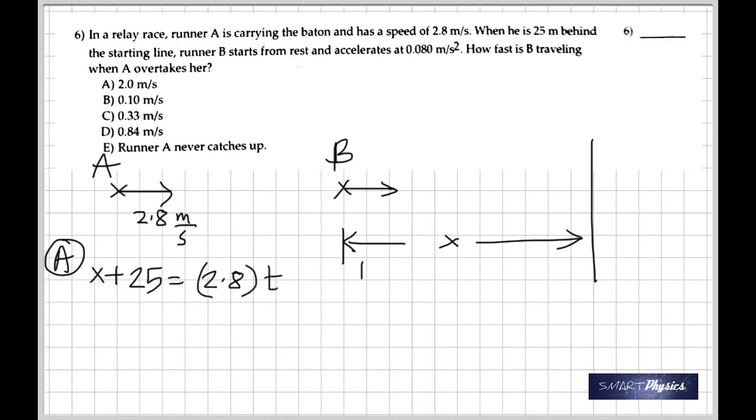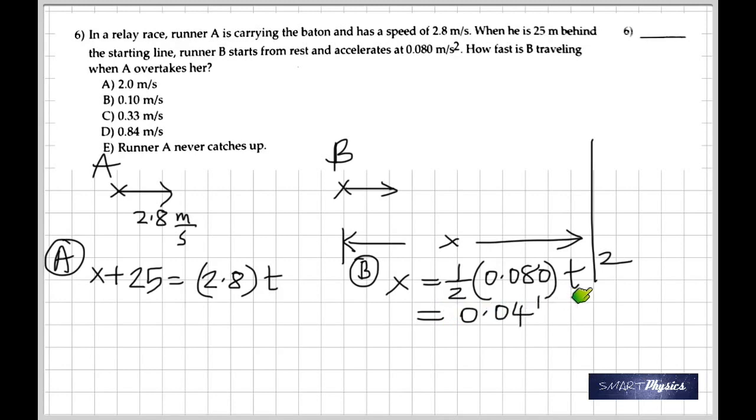Therefore, for A, because the velocity is constant, the total displacement, x plus 25, is the product of velocity and time. But for B, we use x equals v_i t plus 1/2 a t squared, and the initial velocity is 0, so that term is missing, but you have 1/2 times acceleration times t squared.